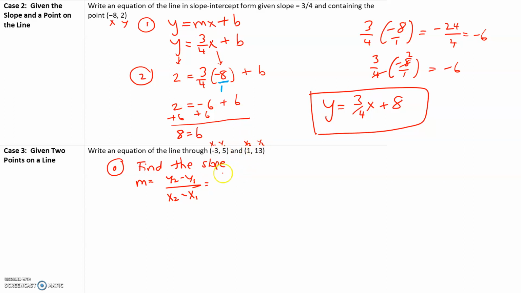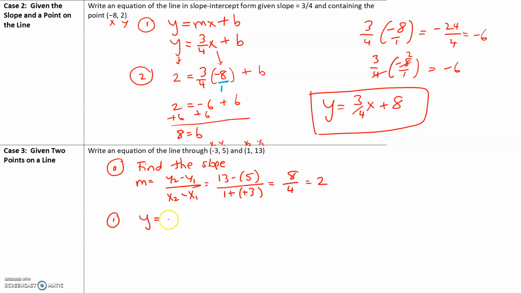So if I do y2 minus y1, that's 13 minus parentheses 5. Always put the second point in parentheses. Our x2 is 1 minus parentheses our x1, that's negative 3. That's our x2 minus x1. So 13 minus 5 is 8. 1 minus negative 3, the two negatives become a positive. So 1 plus 3 is 4. 8 divided by 4 is 2. That's our slope.